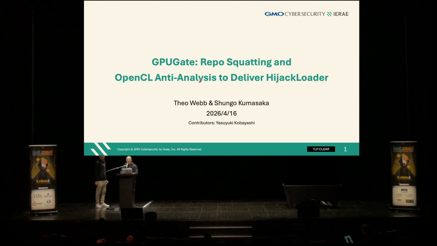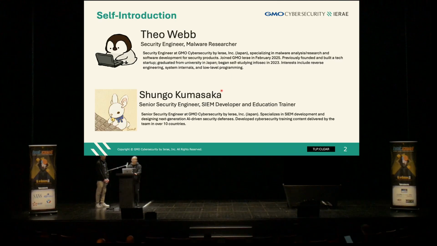Hello, everyone. Today, we want to talk about our research called GPUGate: repo squatting and the OpenCL anti-analysis to deliver HijackLoader. So first, a quick introduction. My name is Shungo Kumasaka. I am a senior security engineer at GMO Cybersecurity by Ierae from Japan. My main work is SIEM development. Next to me is Theo Webb. He is also a security engineer on our team, focused on malware research. Theo will talk about the main GPUGate part later.